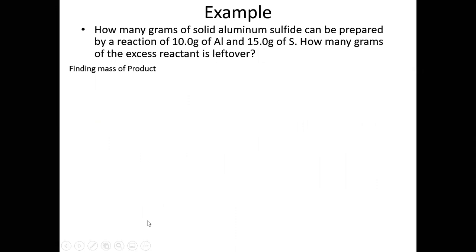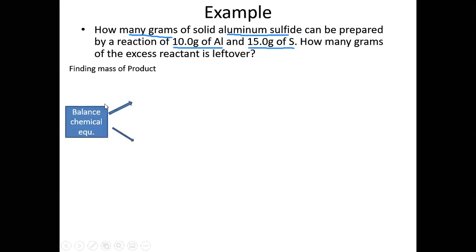So I'll walk you through a flow chart or a diagram of what we'll be doing, and then we'll look at some examples of this. So here we want to know how many grams of solid aluminum sulfide can be prepared by a reaction of 10 grams of aluminum and 15 grams of sulfur. And then secondly, how many grams of excess reactant is left over. So different to the example we just did, here you see we're given the mass of each reactant. And we're asked how many grams of the product can be prepared.